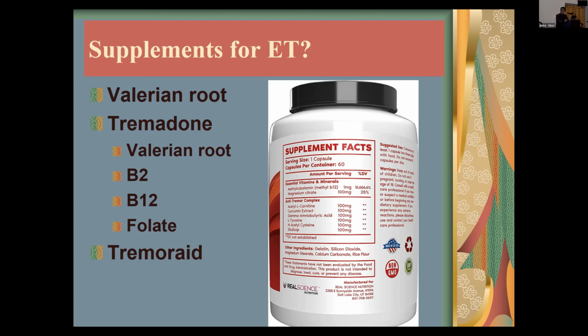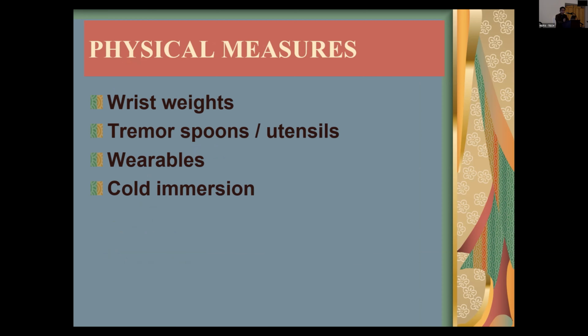So it's a combination of valerian root, B2, B12, folic acid. And then more recently, there's this supplement, which you can even buy from Amazon, called Tremorade. This Tremorade has B12, but it also has what they call the anti-tremor complex. Anecdotally, some of my patients have had a positive response to some of these supplements. But if you have severe tremor, I don't think you'll respond to any of these supplements. So maybe for milder tremors.